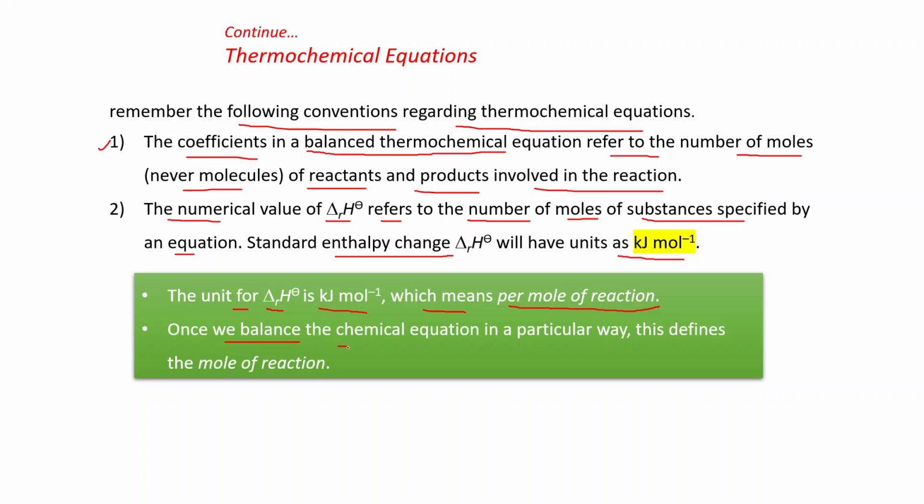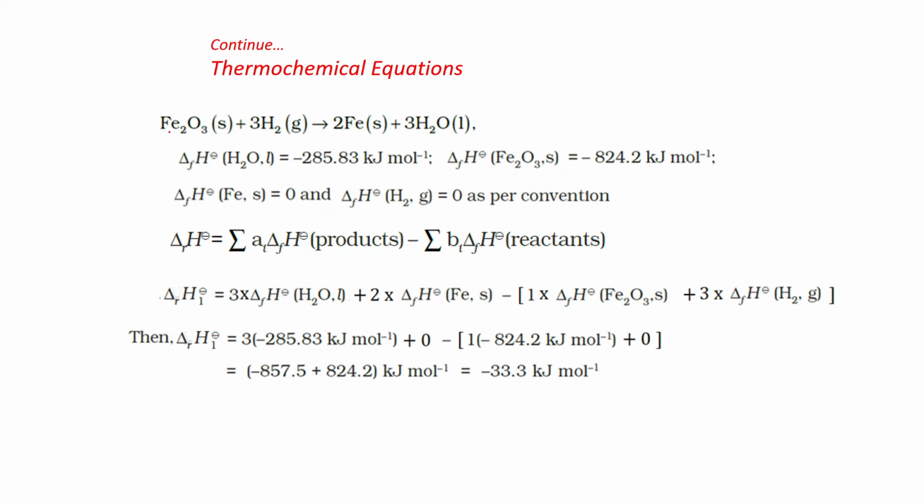Once we balance the chemical equation in a particular way, this defines the mole of reaction. We will try to understand with the help of one example. This is Fe2O3 in solid state. When it reacts with hydrogen in gaseous state, it converts into Fe plus water. In this reaction, if we want to find the standard enthalpy of reaction, we must know the enthalpies of formation of reactants and products, and these are given.